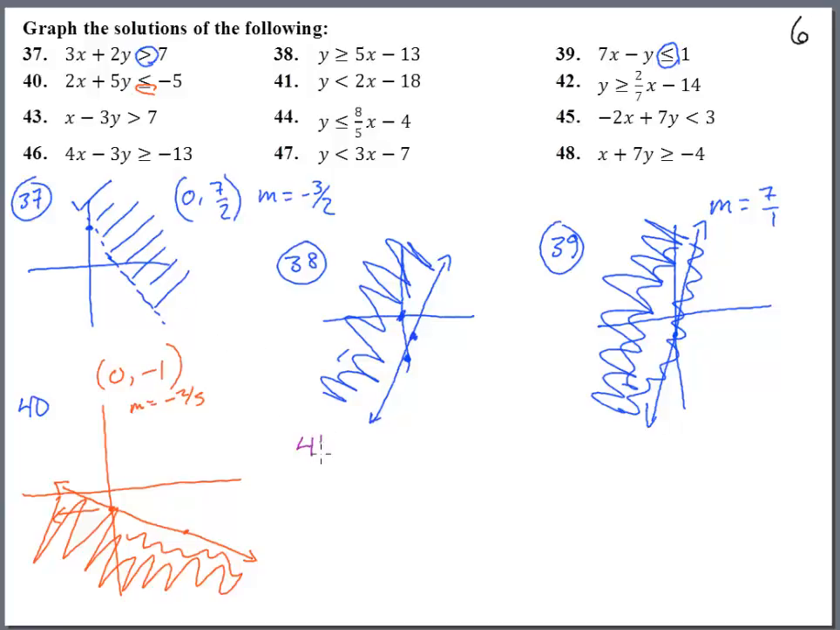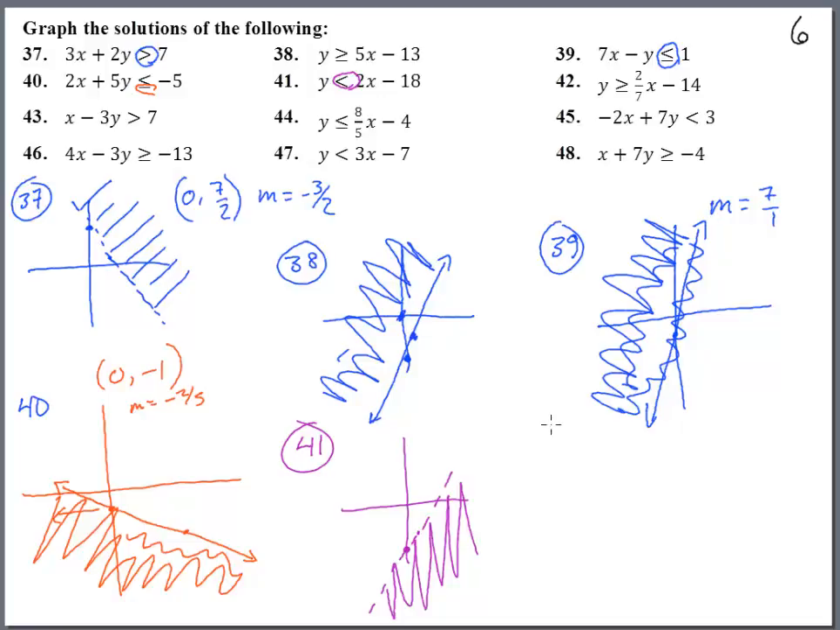Number 41. Y is less than, treat it like an equals, and we have y is less than 2x minus 18, so we're down here at negative 18, and the slope is 2, up 2 over 1, so it looks about like that. Now right here that says we better have a dashed line, because y equals 2x minus 18 is not part of the answer. And y is less than something, so we can color like that. We could also check 0, 0, and we have 0 less than 0 minus 18, which is not the case.